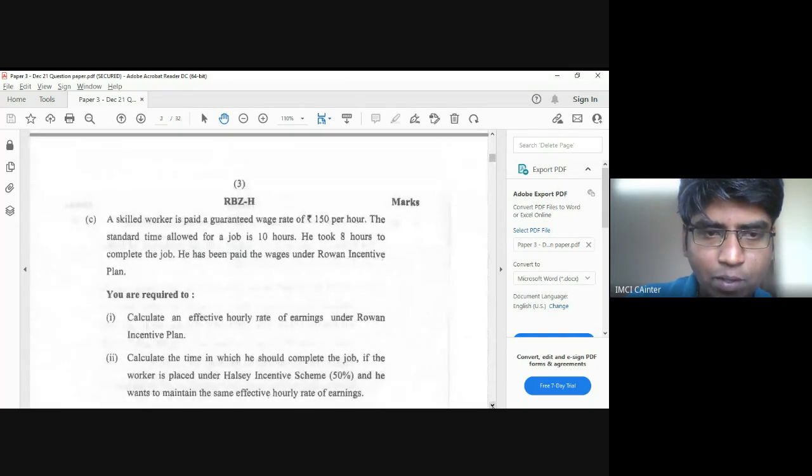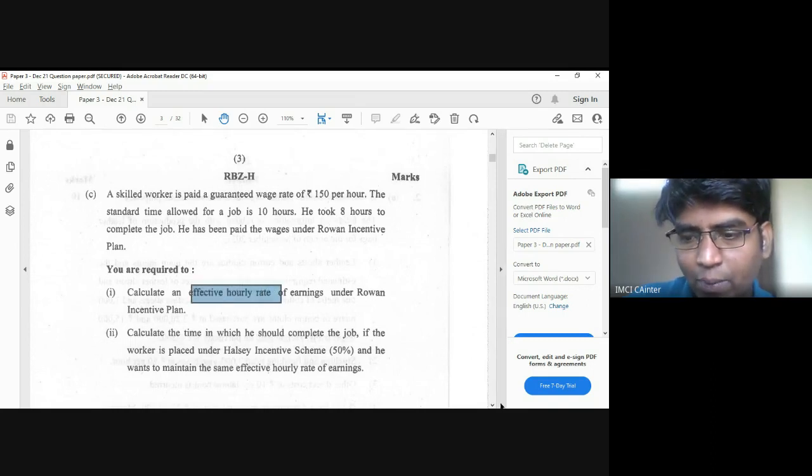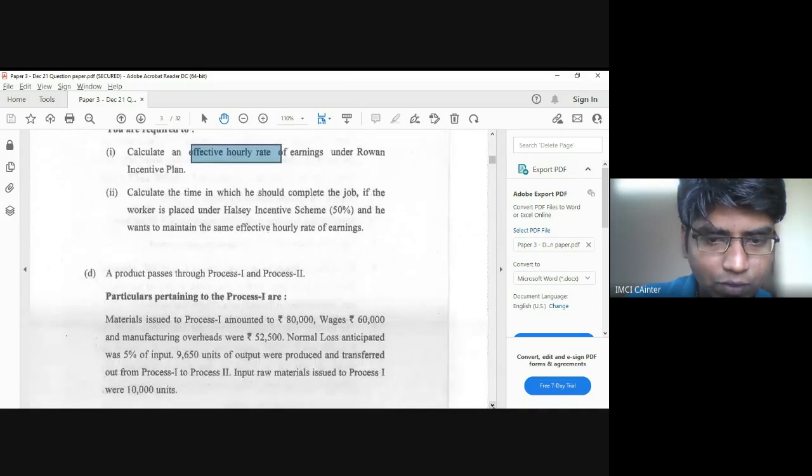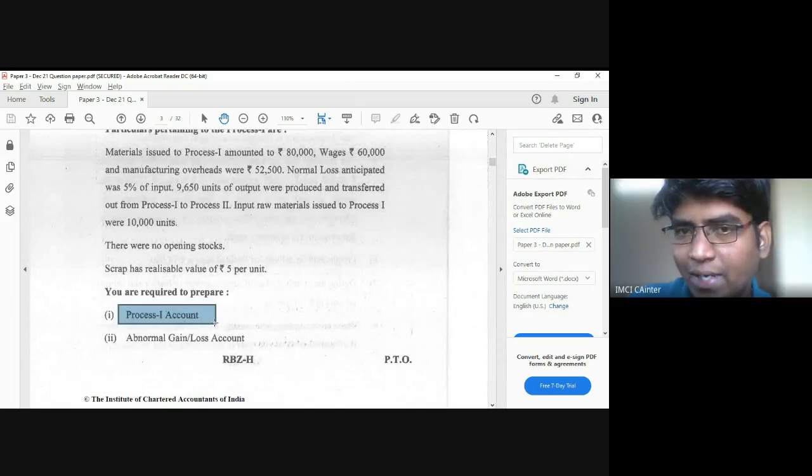And question number 3, under 1 subheading 3, says calculate the effective hourly rate. This is nothing but your labor rate. So labor rate is chapter number 3. Again, very important chapters. The first questions we have to cover. Then they have asked about process costing.